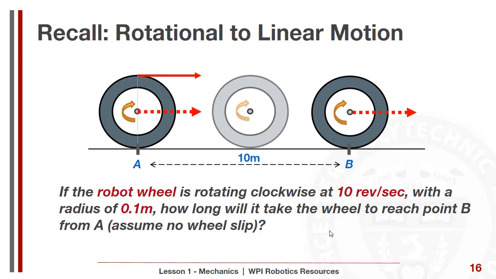You might not be familiar with the assumption that we have here, which is that the wheel doesn't slip as it rotates. But don't worry about that for now. What it just means is that all of the rotational motion translates to linear motion. So pause the video and try this out.